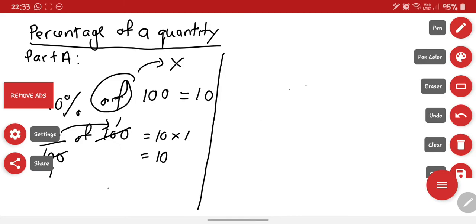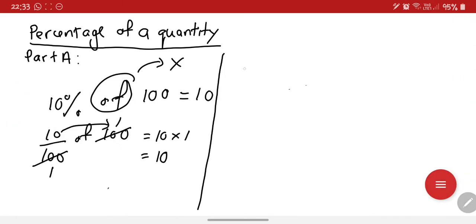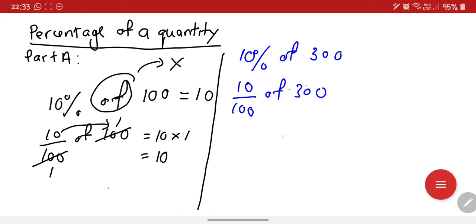Now let's say if I give you a number which is not 100, but we're still using 10%. So 10% of 300. Again, you have to know how to change it. 10 over 100 of 300. So 300 divided by 100, you will get 3.